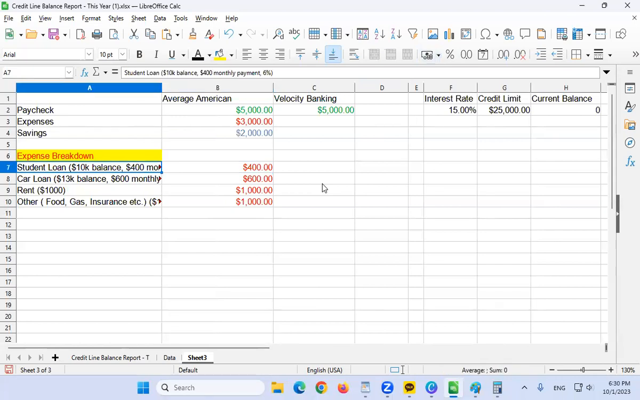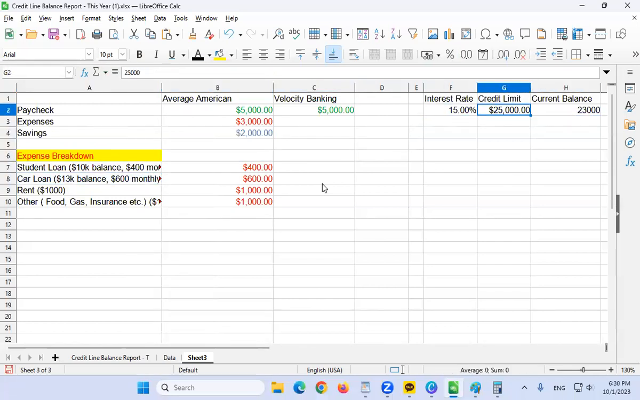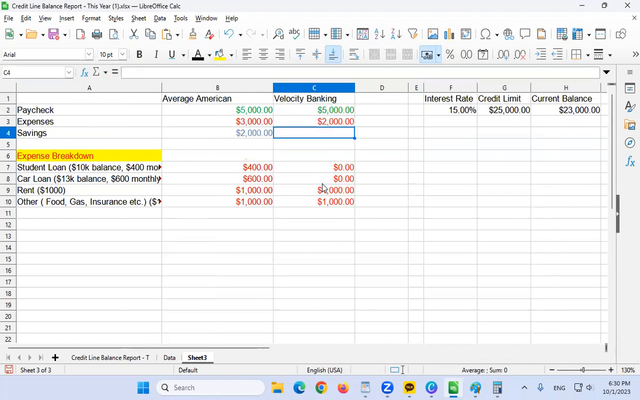Well, I have a $10,000 balance here, a $13,000 balance here, and a $25,000 line of credit. So why don't I just transfer this debt to here? 23,000, right? Let me copy the formatting. So what happens when we transfer this debt? Well, this goes to zero, this goes to zero. The rent, food, gas, insurance stays the same. And now our expenses have kind of magically gone down to $2,000. What used to be a $3,000 expense is now $2,000.